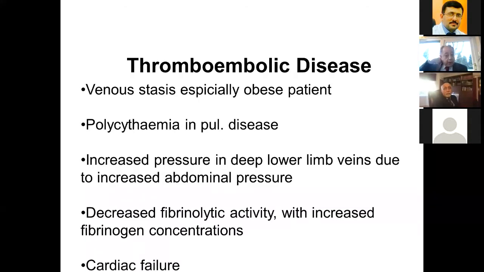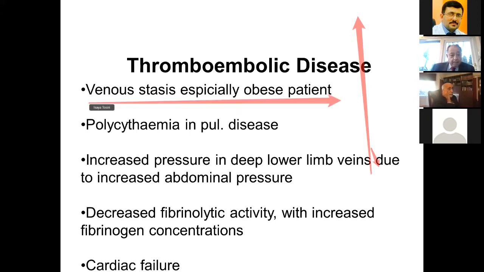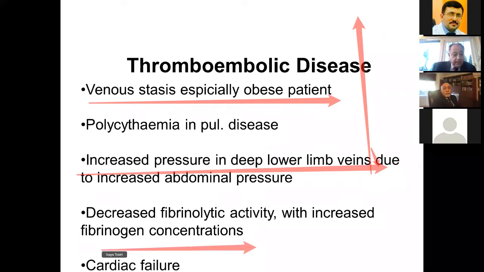Just a word about thromboembolic disease. In laparoscopic work, because you compromise the vena cava, by nature, when you put the pressure in the abdomen by insufflation, you compromise the venous return, so there is pooling of blood in the legs, and that invites venous thrombosis, especially in obese patients. Patients with pulmonary disease are usually a bit hypoxic, and they compensate physiologically by polycythemia and high hemoglobin. You get more thromboembolic disease.